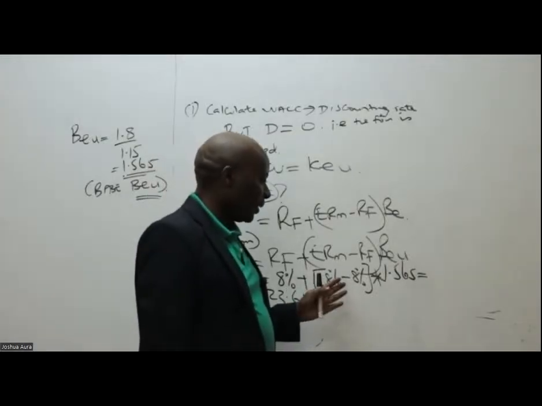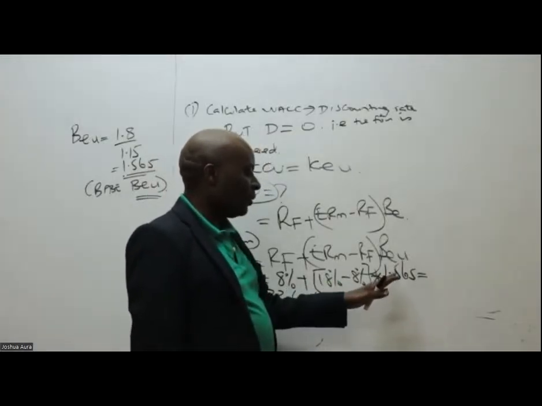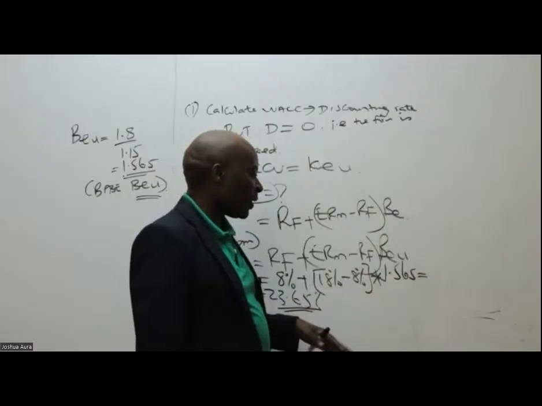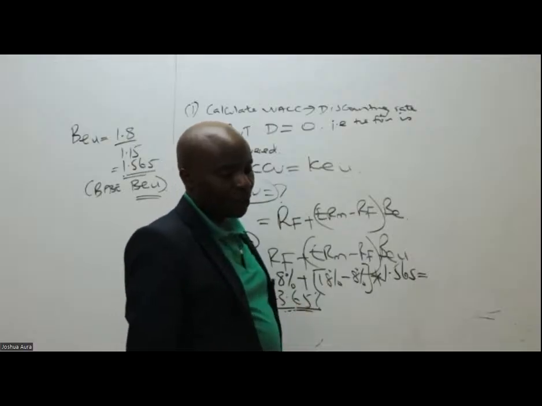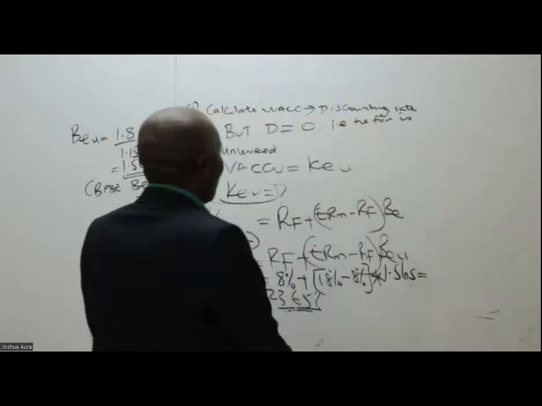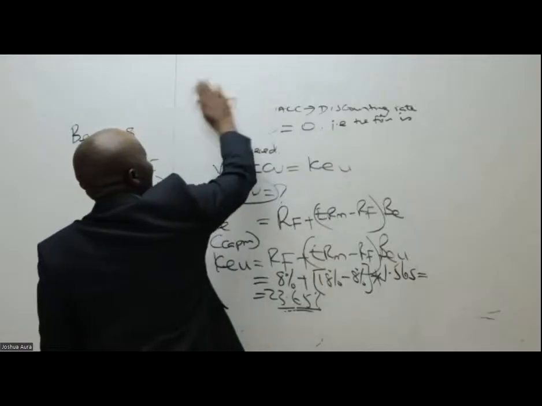So please remember it's the bracket first. 18 minus 8 gives me 10. 10 times 1.565 will give me 15.65%. So 8 plus this for sure will give me the answer. Thank you very much. So now we have been able to answer number 1.